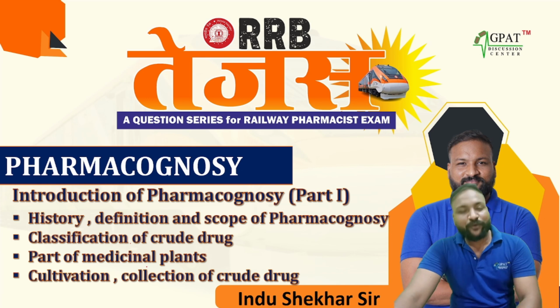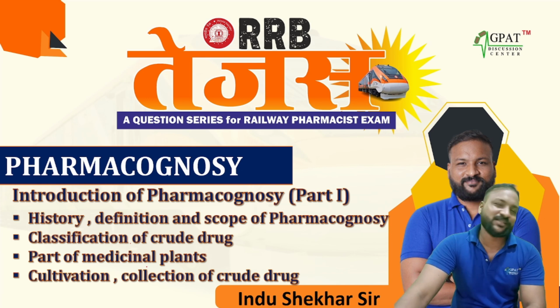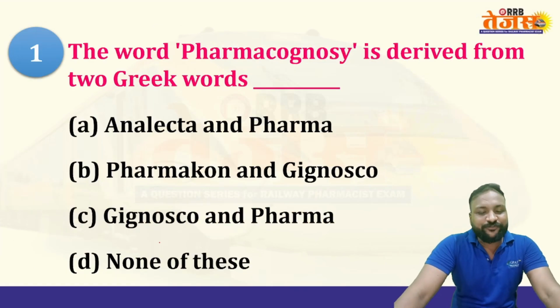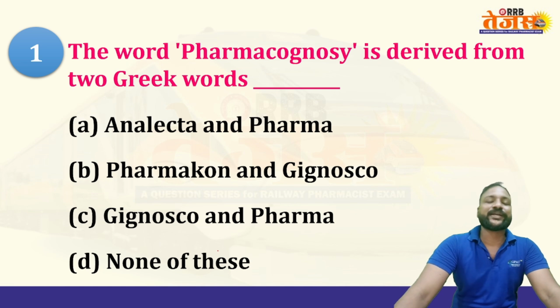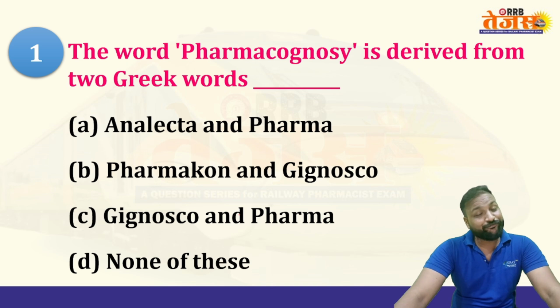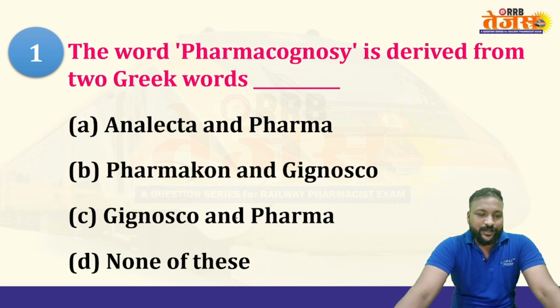Now we'll see the first MCQ in this Tejas series. The question is: the word pharmacognosy is derived from two Greek words. Option A, analecta and pharma; option B, pharmakon and gignosko; option C, gignosko and pharma; and option D, none of these. So we have four options. The word pharmacognosy is derived from two Greek words, so you should select the right option for this one.